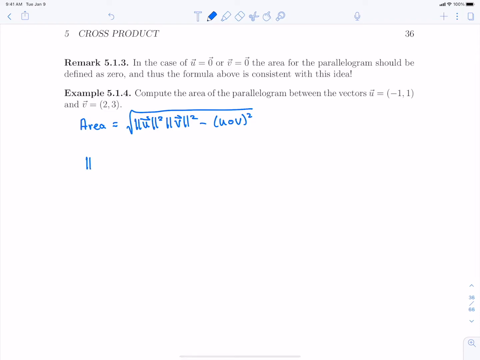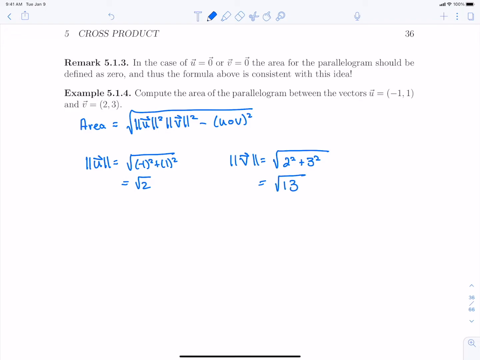Well, I need to find my magnitude of u. That'll be the square root of (-1) squared plus 1 squared, which gives me the square root of 2. Need to find my magnitude of v. That'll be the square root of 2 squared plus 3 squared, which is 4 plus 9, so that's 13. And then I need my dot product, u dot v, which will be -2 plus 3, which gives me 1.